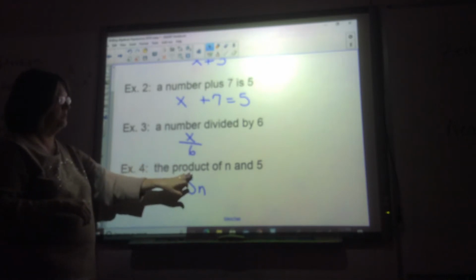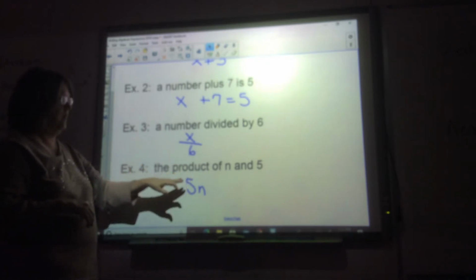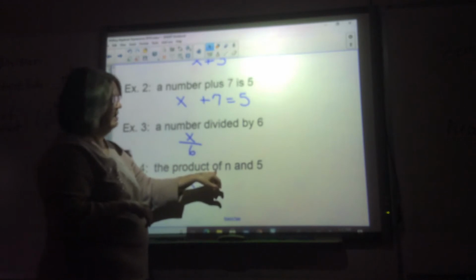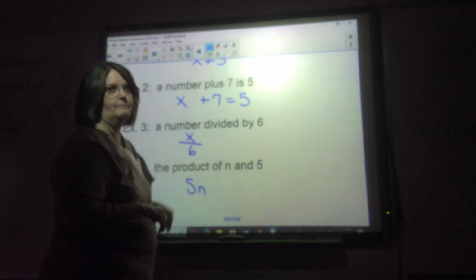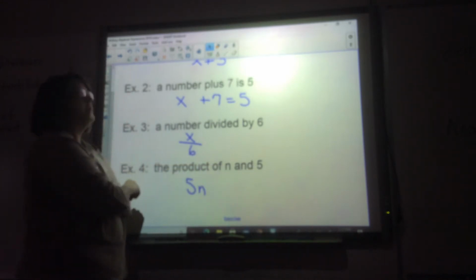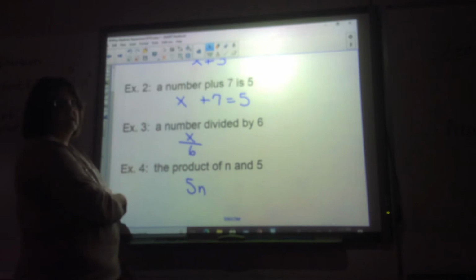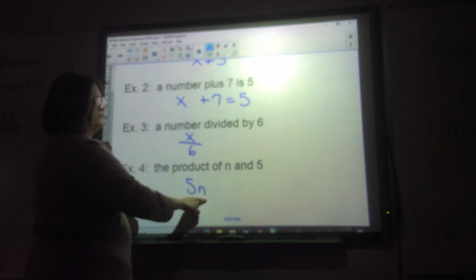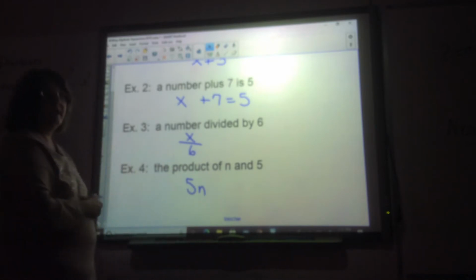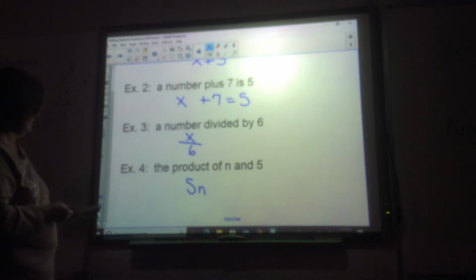The product. Product means to multiply. So the product of n and 5. What am I multiplying? n and 5. And we don't write n5 in algebra. We put the number first, so we write 5n. And remember that multiplication, when they're side by side, is automatically there. That's understood to be there.